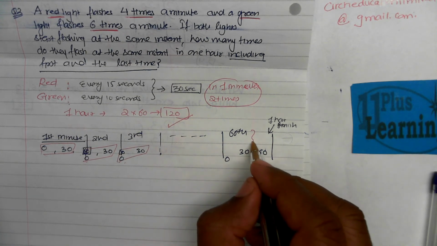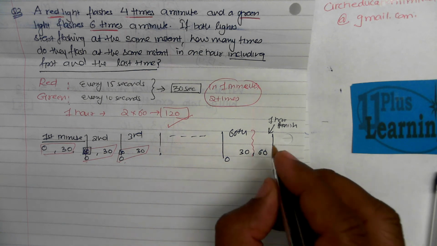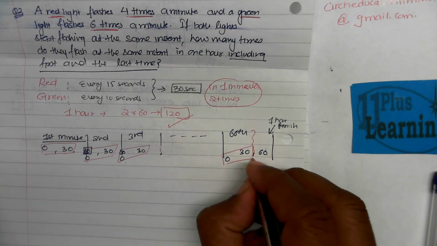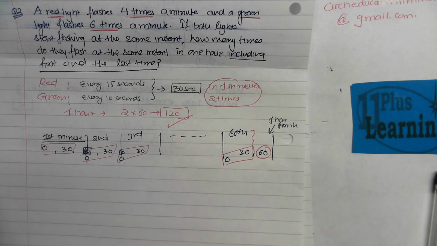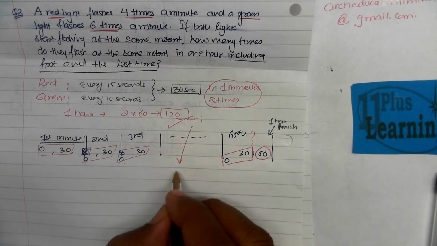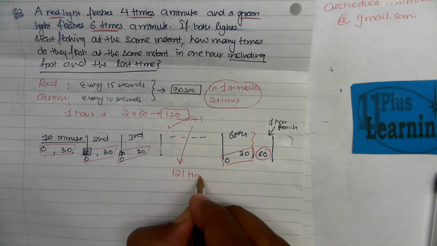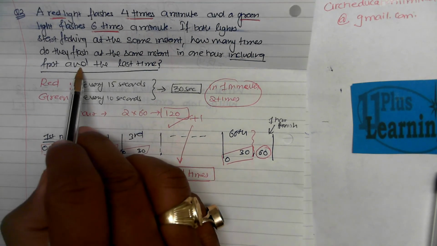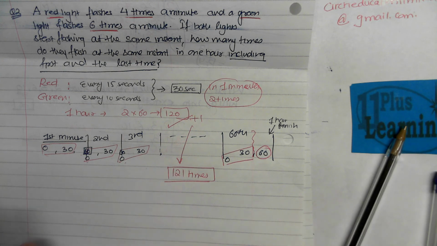But then in the last minute, it flashes at 0 and 30, and it flashes at 60 as well. So guys, you have to add one more to it, and it is 121 times, including both the first and the last time. Right, so this is how we do LCM HCF problems.